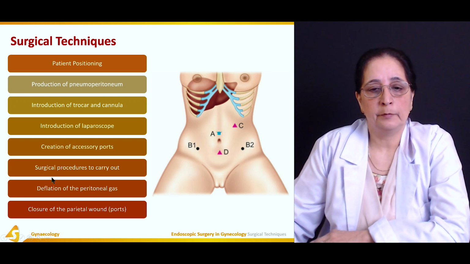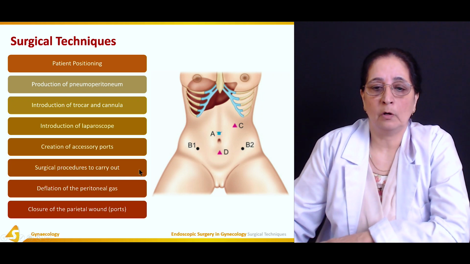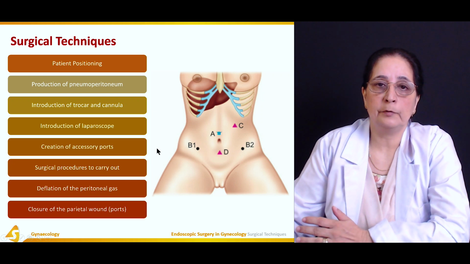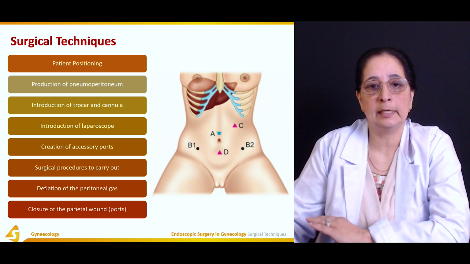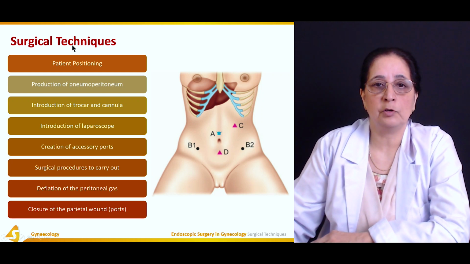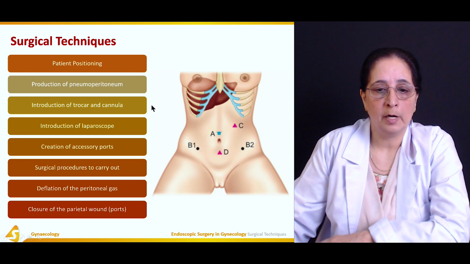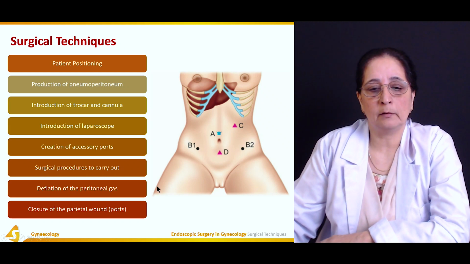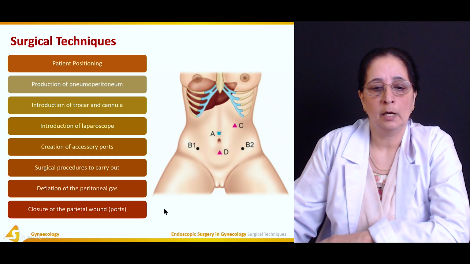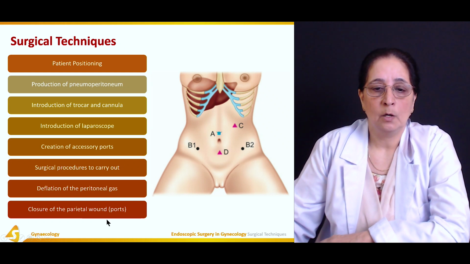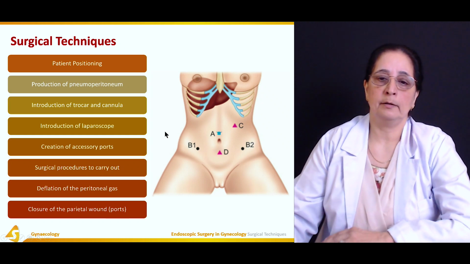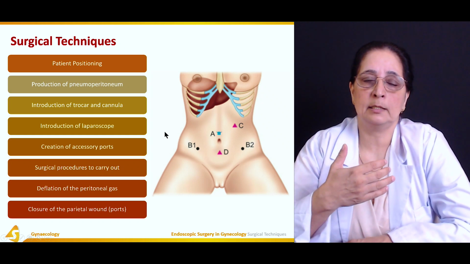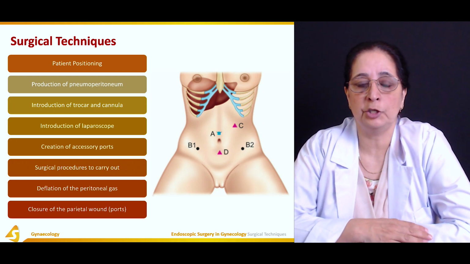Then the surgical procedure is carried out after all these openings are created, and after the surgical procedure is carried out, there is deflation of the peritoneal gas, which was first introduced, then it is removed, and then after that there is closure of the parietal wound or ports, accessory ports. So this is just the steps to start the surgical procedure.